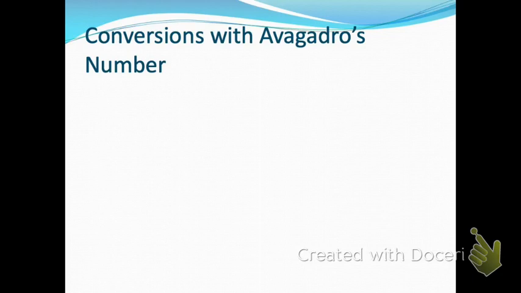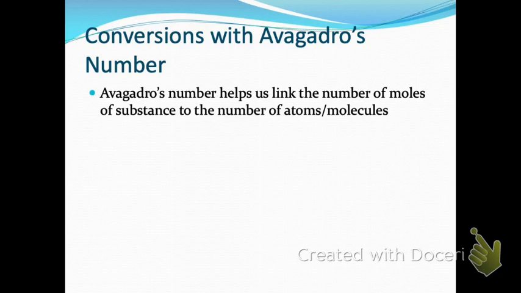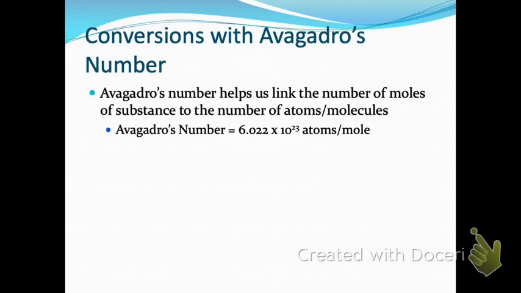I've shown you Avogadro's number a couple times. Anyone remember what it is? 3.14? No, that's pi. Avogadro's number helps us link the number of moles to the number of atoms. 6.022. Yes, 6.022 times 10 to the 23rd is Avogadro's number. You will need to memorize that number. We will use it so much that it will be burned into your brains, but until then, you need to memorize it.